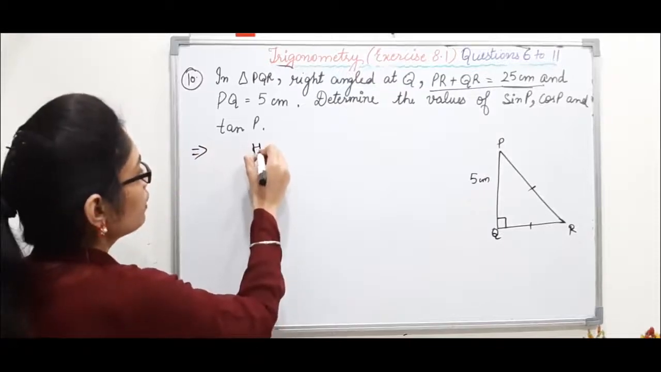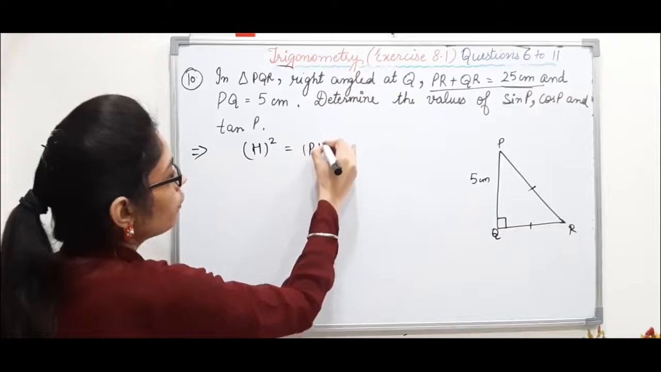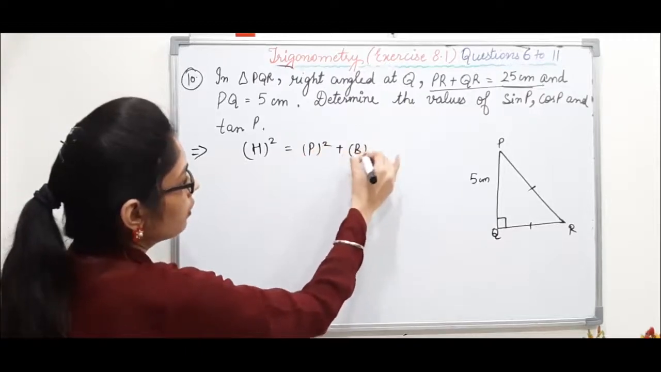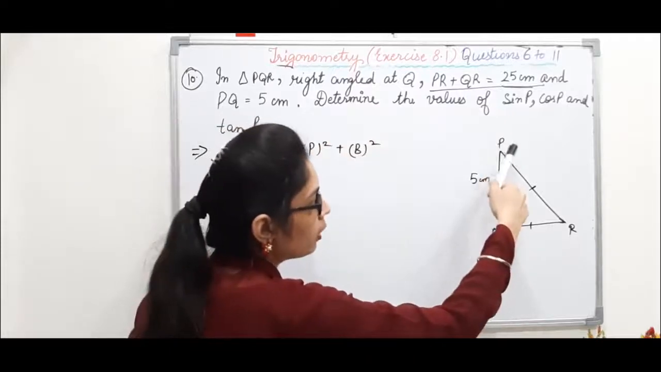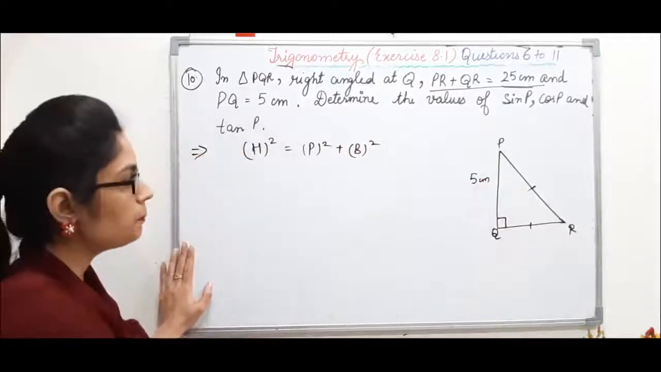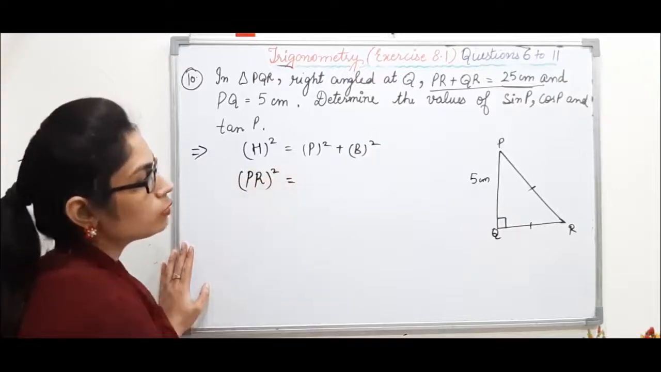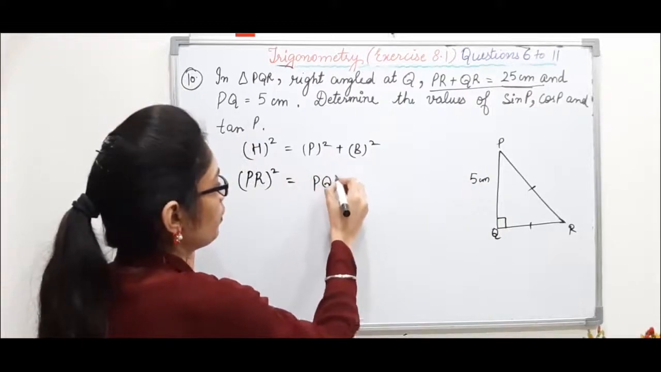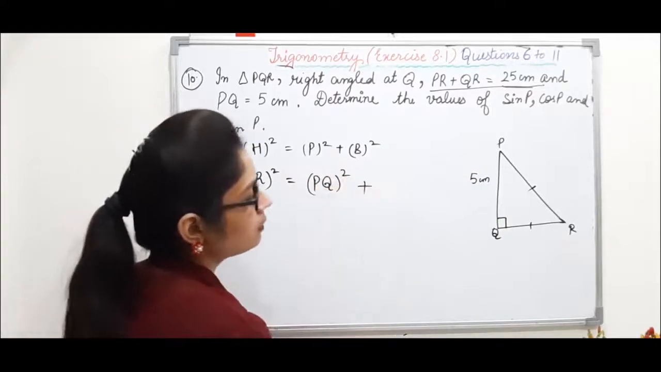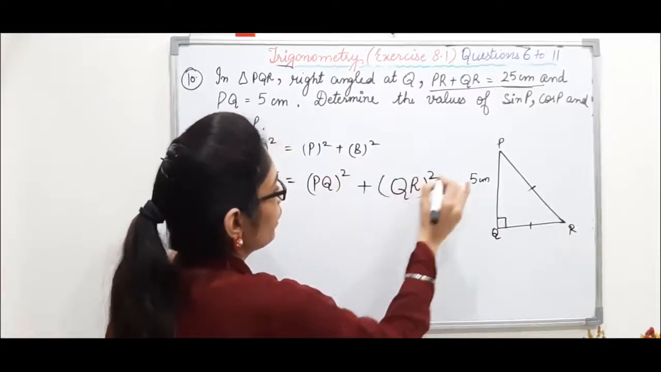We'll start by using the Pythagoras theorem. According to the Pythagoras theorem, hypotenuse square is equal to perpendicular square plus base square. The hypotenuse of this triangle is PR, so I will write PR square equals perpendicular, let's assume it is PQ, PQ square plus base QR, so QR square.